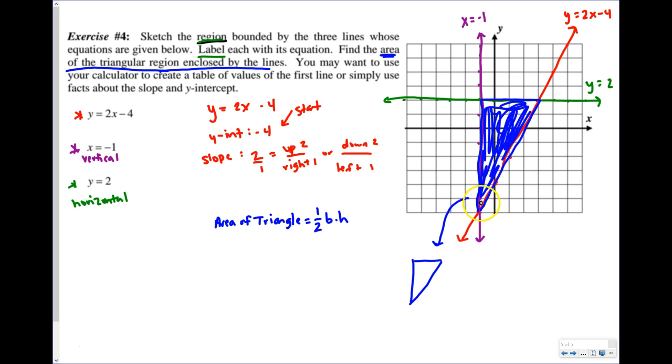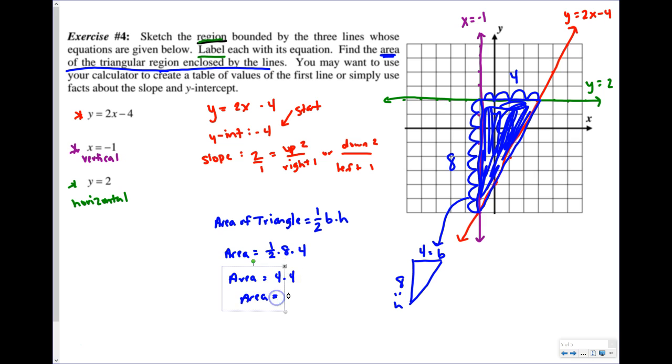So if I count over here, I have 1, 2, 3, 4, 5, 6, 7, 8. So this measures 8, and I have 1, 2, 3, 4. So that measures 4. Now I can find my area because this is my base and this 8 is my height. So when I find my area, I'm going to have 1/2 times 8 times 4. So the area of my triangle is 4 times 4. So my area is 16.